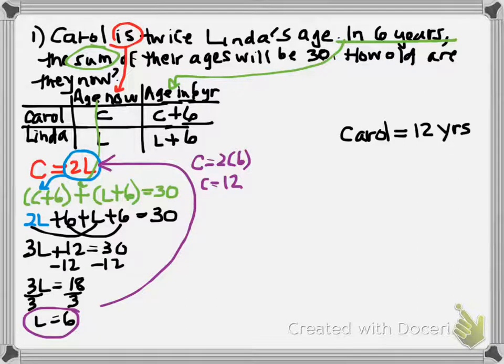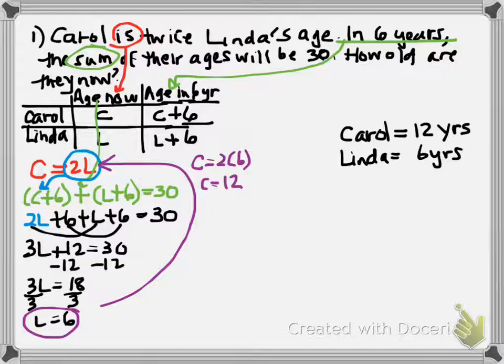Years. We measure age in years. And then Linda, we got to be 6 years. Now before I say I'm good, I'm going to go back and check this. Now I don't need to check back in the C equals 12. I just used that equation to get Carol was 12.